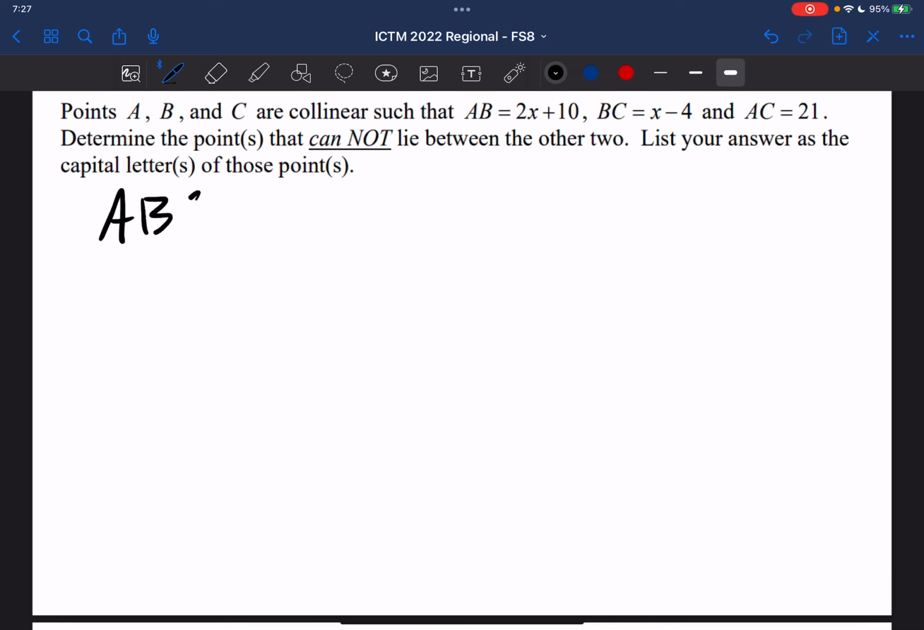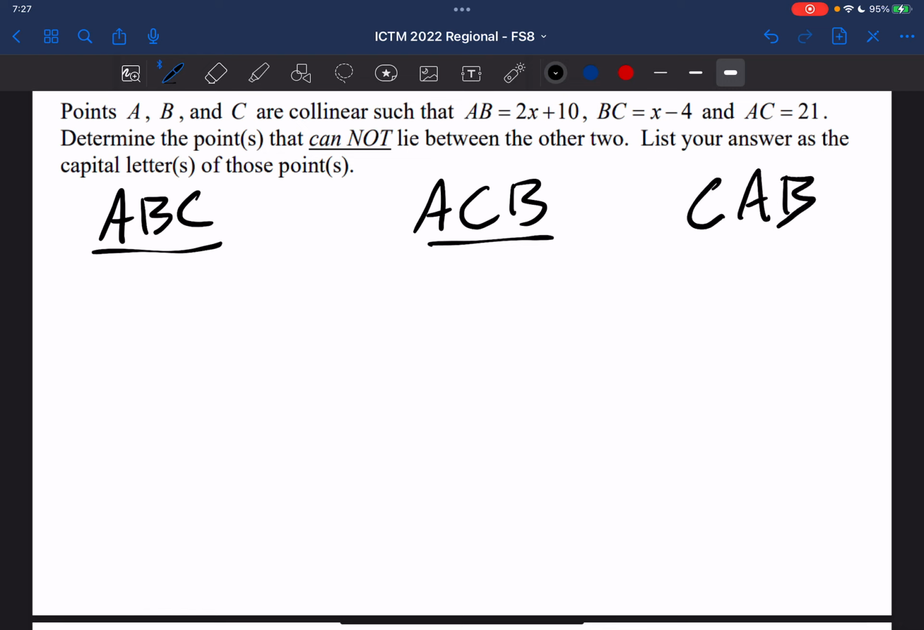We have A, B, C, A, C, B, and C, A, B. Those are our three options. So in this situation, AB plus BC should equal AC.